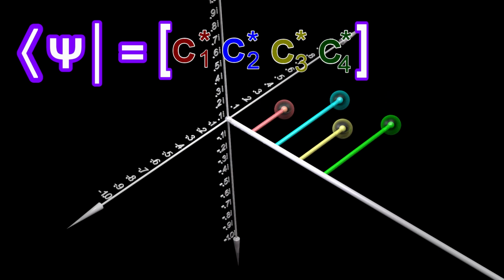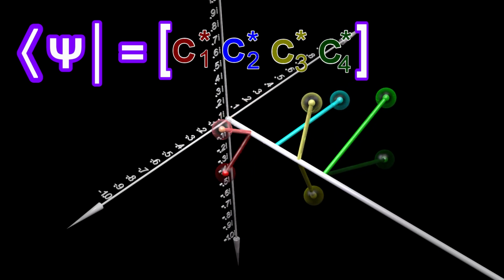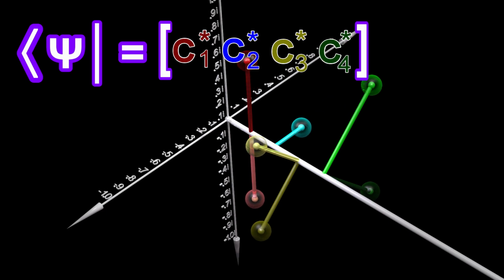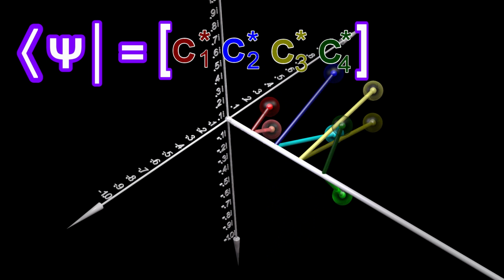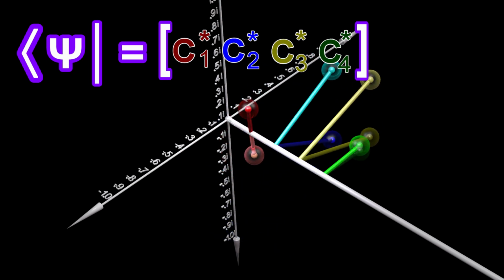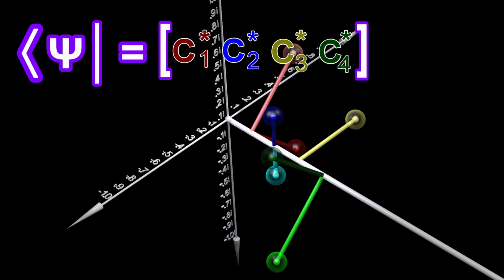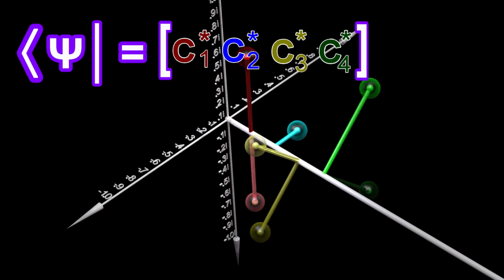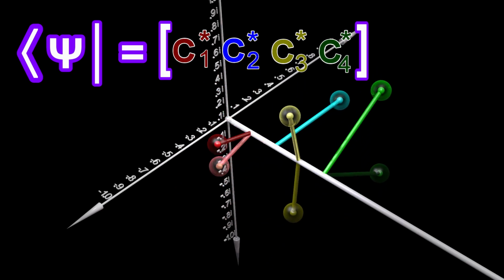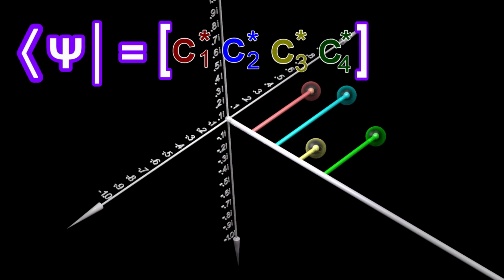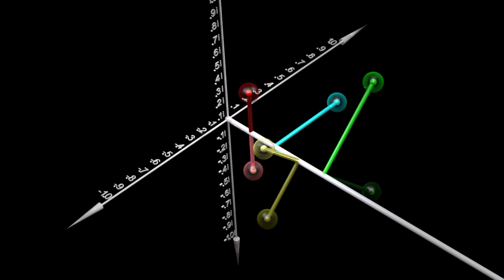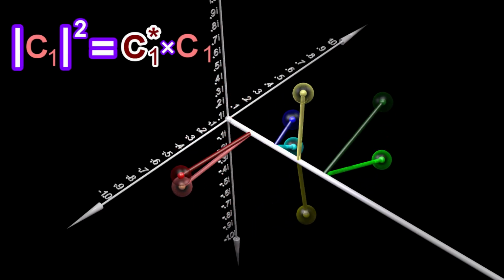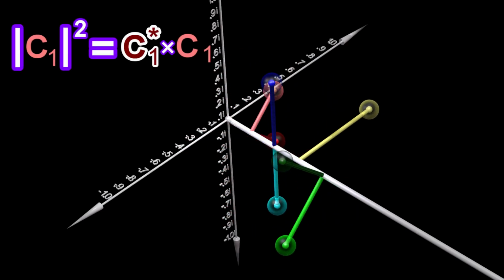C1 with a star after it represents the complex conjugate of C1. C2 with a star after it represents the complex conjugate of C2. C3 with a star after it represents the complex conjugate of C3. And C4 with a star after it represents the complex conjugate of C4. The square of the length of each line is calculated by its coefficient multiplied by its complex conjugate.